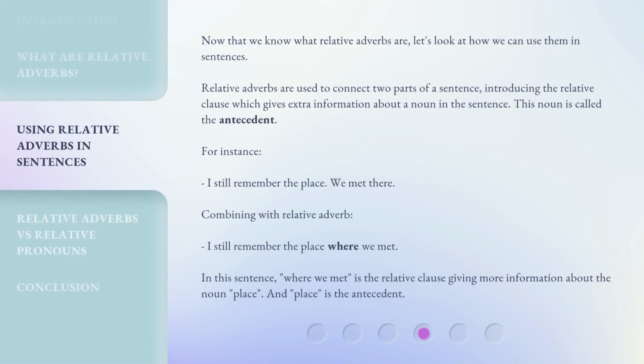Now that we know what relative adverbs are, let's look at how we can use them in sentences. Relative adverbs are used to connect two parts of a sentence, introducing the relative clause which gives extra information about a noun in the sentence. This noun is called the antecedent. For instance, I still remember the place. We met there. Combining with a relative adverb, I still remember the place where we met. In this sentence, where we met is the relative clause giving more information about the noun, place. And place is the antecedent.